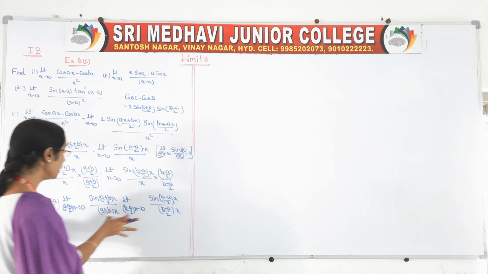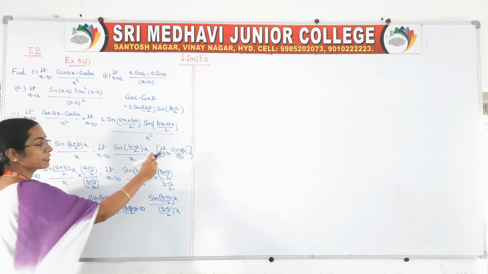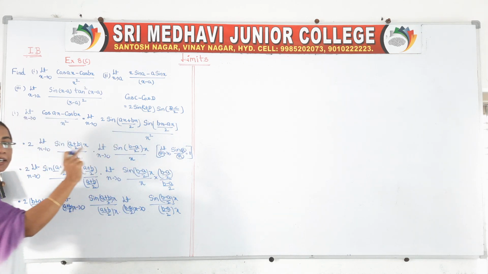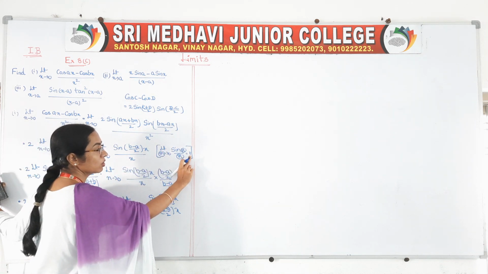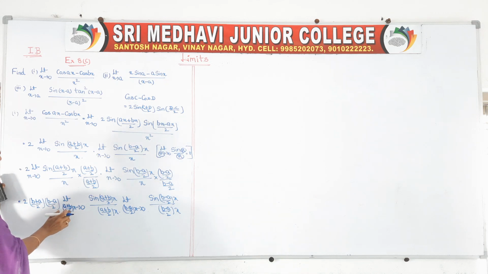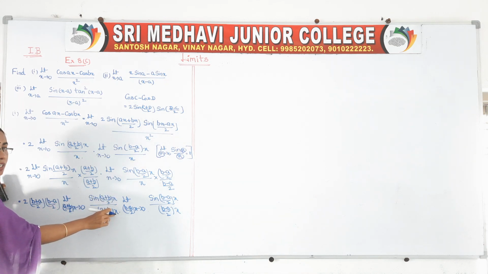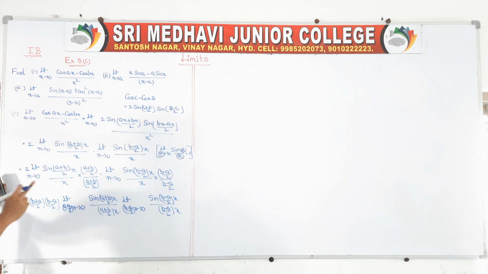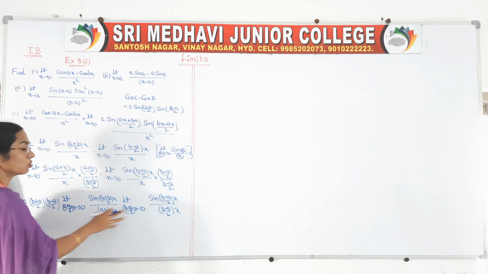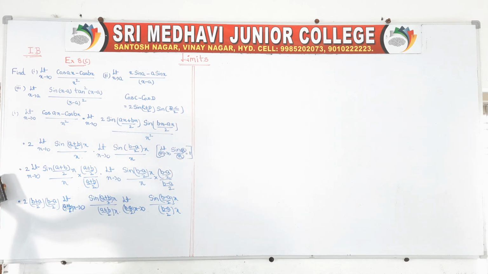So this one and this one are now exactly in the standard result form: limit x tends to 0, sin x by x is equal to 1. Same form. See, this one, this one, this one are equal, and this one, this one, this one are equal. So this value is equal to 1, and this value is equal to 1.